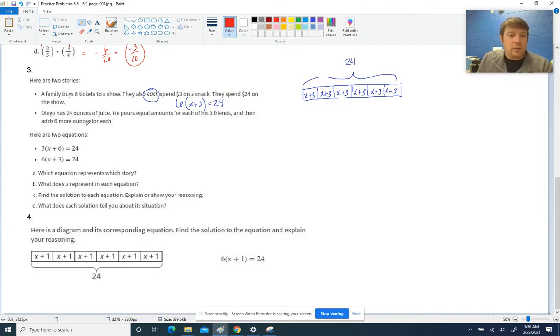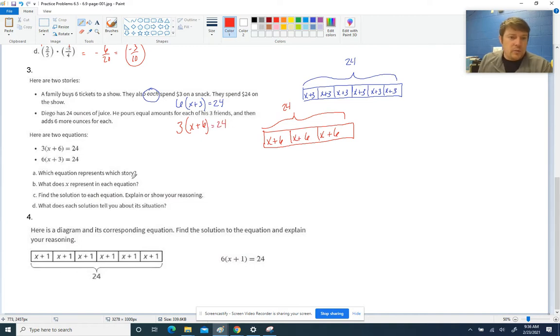Diego has 24 ounces of juice. He pours equal amounts for each of his 3 friends, and then adds 6 more ounces for each of them. So that makes sense that for this one, the 24 ounces is being divvied up amongst 3 people, thus 3 sections. Everybody got a certain amount of juice, and then he goes back and he adds 6 for everybody. So that would look like this, and essentially the 3 and the 6 traded places in story 1 and story 2. So that's why this one matches 3 groups of X plus 6 to get to 24.